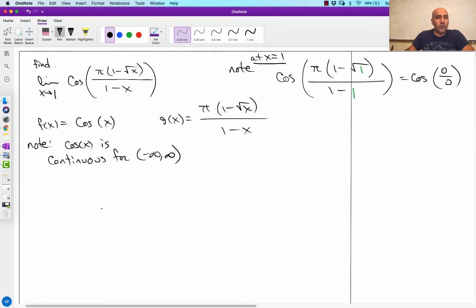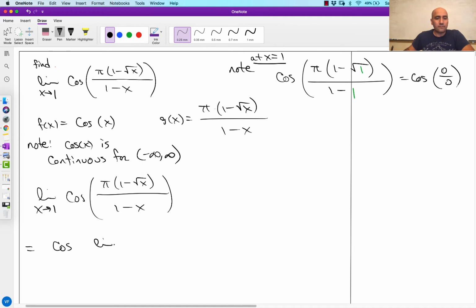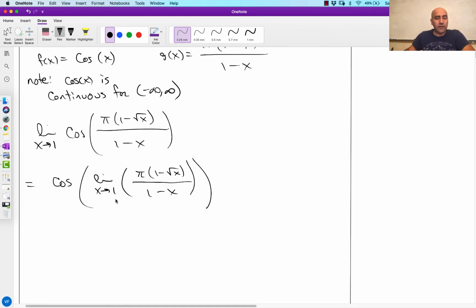Okay, so what we're going to do is the following. The limit as x approaches 1 of cosine of pi times (1 minus root x) all over 1 minus x. We're going to bring that limit on the inside. We're going to say that this is equal to cosine of the limit as x approaches 1. Right, so I'm going to bring that limit on the inside. And now I just have to figure out what this is.